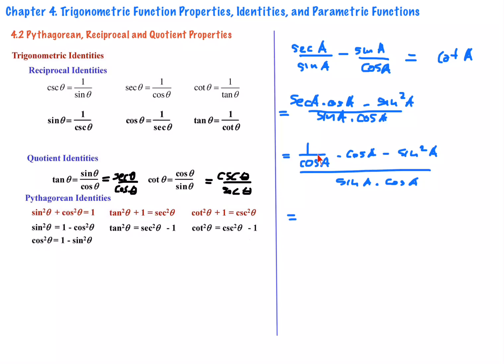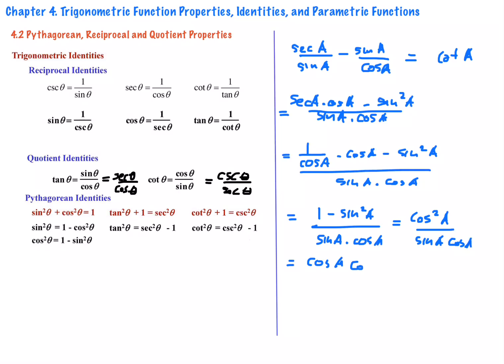So then 1 over cos A times cos A will be equal to 1, minus sin square A over sin A times cos A. So 1 minus sin square A will be equal to cos square A. Yeah, in this case that is theta, so I can change it as cos square A over sin A times cos A. And cos square A is cos A times cos A over sin A times cos A. Then we can have cos A over sin A, which is equal to cotangent A. So this is one of the practice to use these three.